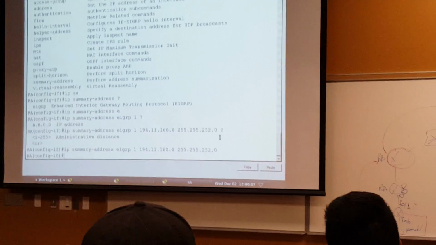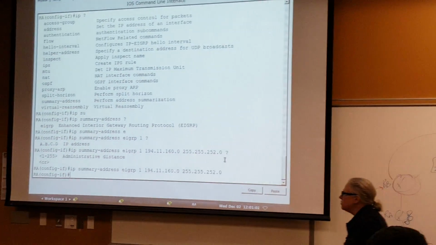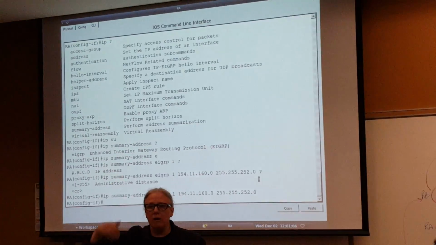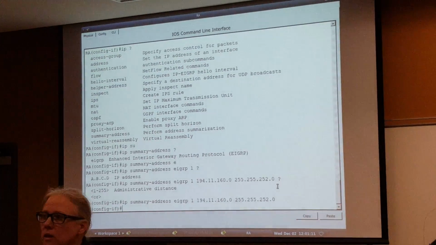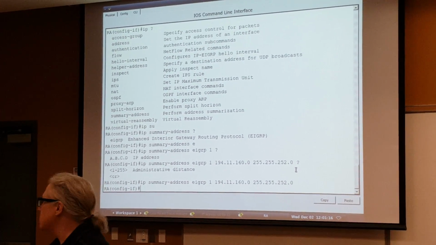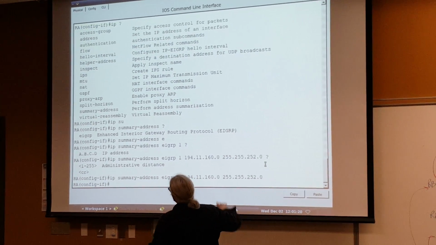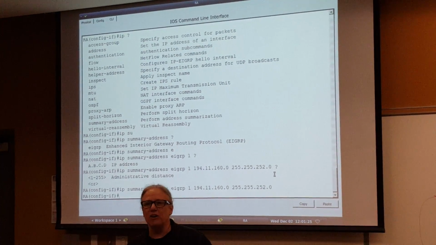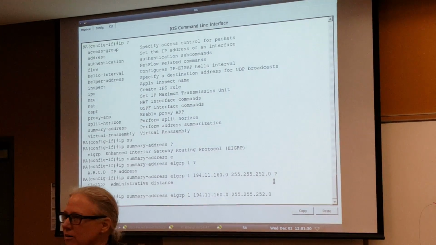In EIGRP, you do it in interface configuration mode. And it's the interface that connects to the upstream router. If you have 2 upstream routers, then it would be on 2 interfaces. You would have to do it once per interface that connects to an upstream router. And it's the IP summary address. And again, you can see from the number of times I did the question mark, I know it's IP summary address, but once I do that, what's the format of this command? You're sitting there on a router, use the question mark.